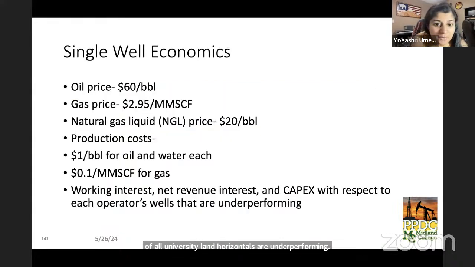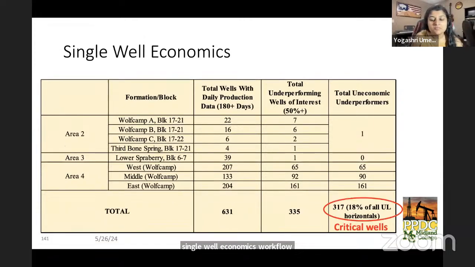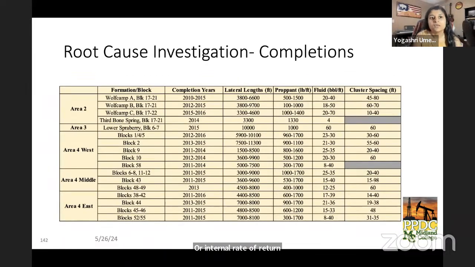These are single well economics. Don't pay too much attention to the numbers, rather pay more attention to the single well economics workflow. And then based on the economics, we'll notice that 18% of all University Lands wells are critical wells or do not have a positive initial rate of return or internal rate of return.